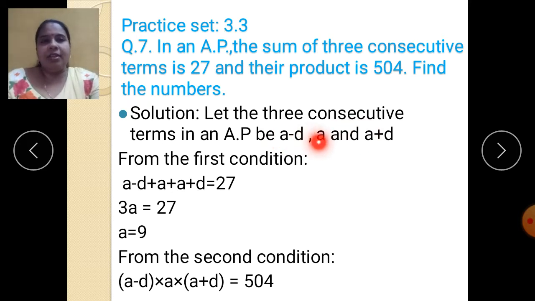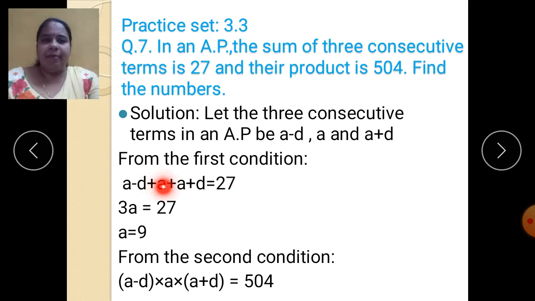Do not write X here. Any other variable you do not use. You strictly use, when it is AP, A minus D, A and A plus D. Going to the first part of the question. The sum of 3 consecutive terms is 27. I hope you know sum means plus. It means that when I add these 3 consecutive terms, the total should be 27.